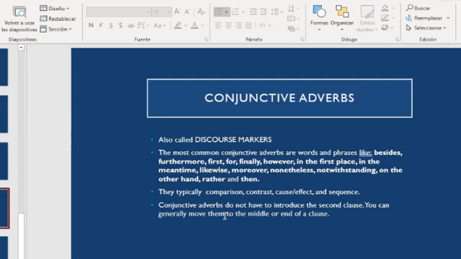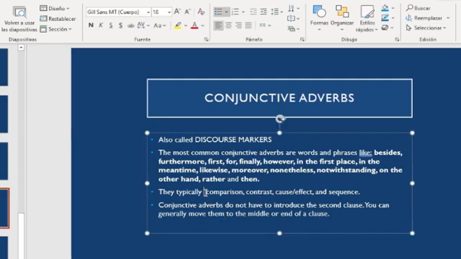They typically make comparison, contrast, or state cause, effect, and sequence. Okay? Different from the previous ones, conjunctive adverbs do not have to introduce the second clause. And then you can move them to the beginning of the sentence, to the middle of the sentence, or at the end of the sentence. All right?